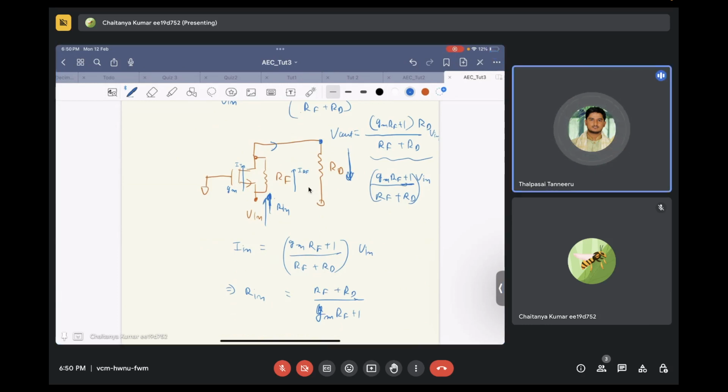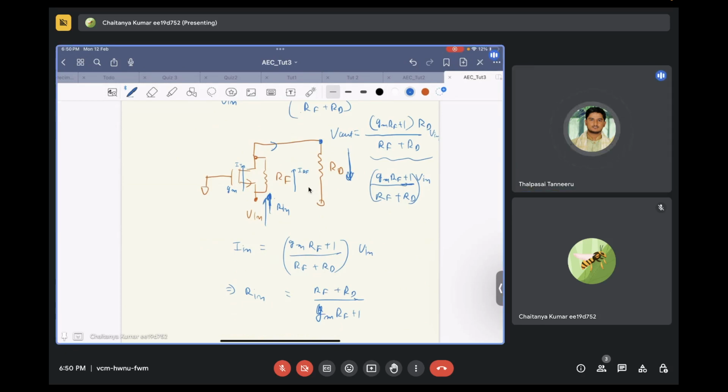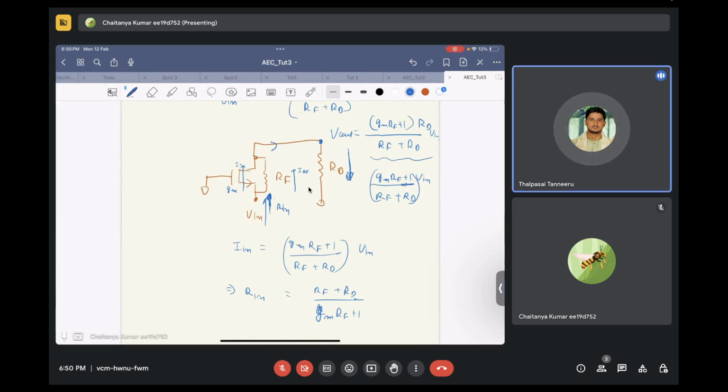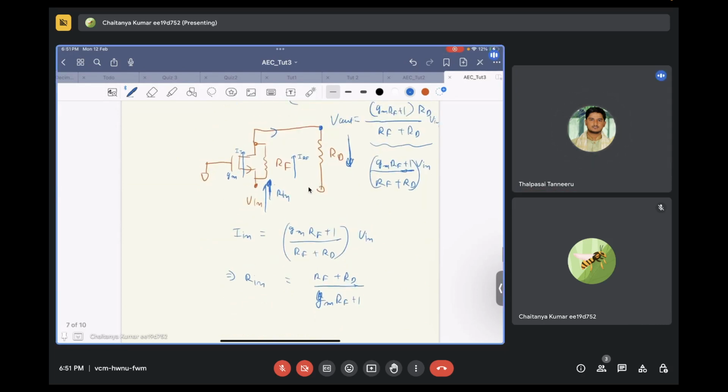Sir, by dimensions we can check, no sir. Okay, dimensions is one thing. How with dimensions is it correct? Here RF is ohms and GM is inverse of ohm, so they will cancel. It should be one constant value plus 1, and RF is ohm, so R in is ohm, so it becomes correct like that.